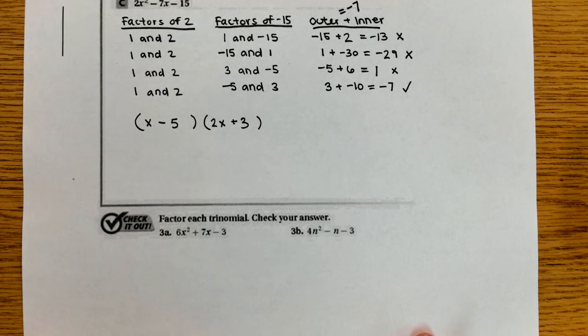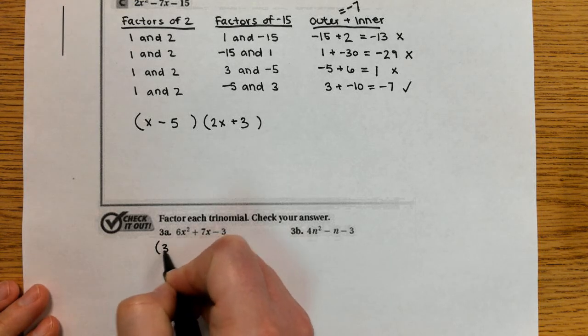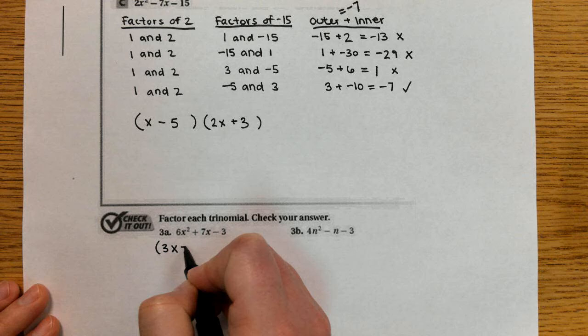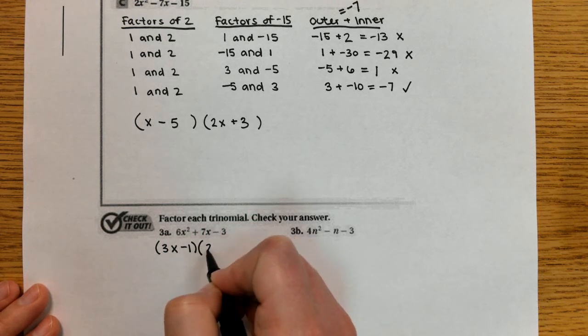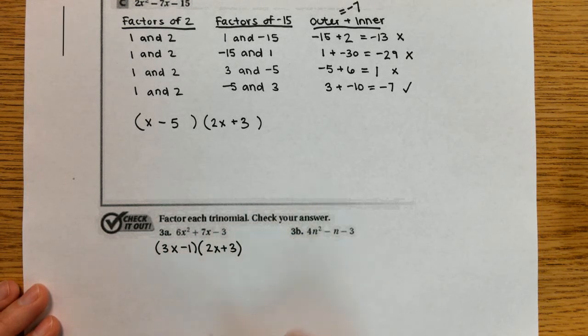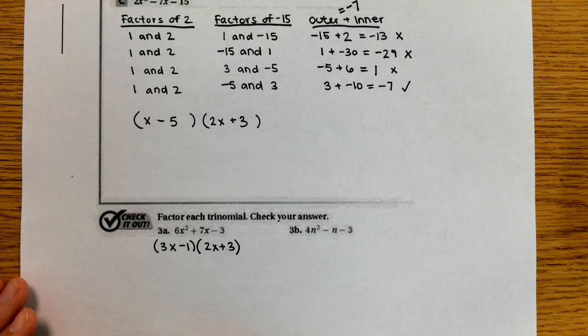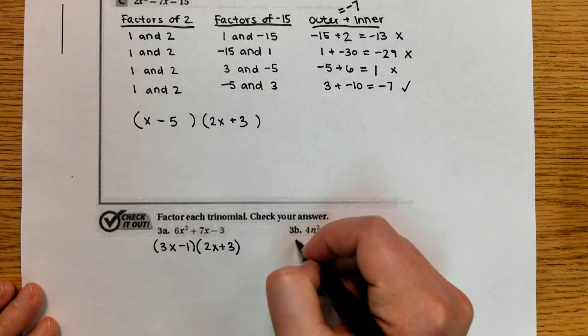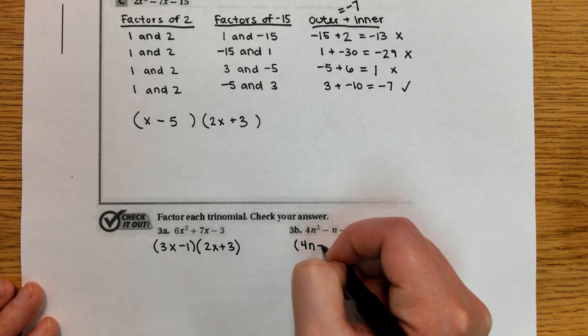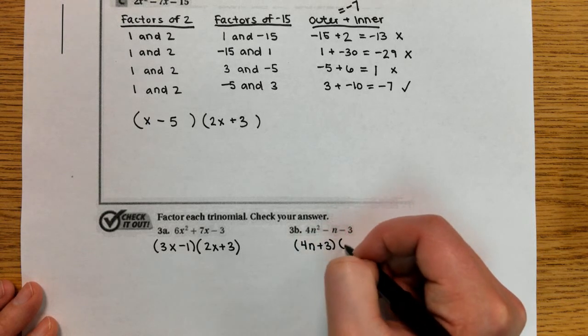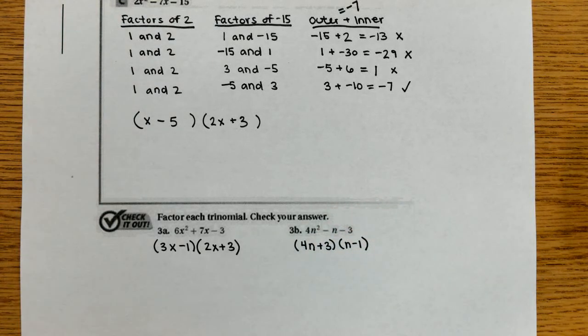There are 2 check it out problems at the bottom for you to do. So go ahead, take a moment, pause the video, and then resume when you're ready to check your answer. So for A, we have 6x squared plus 7x minus 3. And this is going to factor to 3x minus 1 times the quantity 2x plus 3. And then for B, we have 4n squared minus n minus 3. And that factors to 4n plus 3 times the quantity n minus 1.